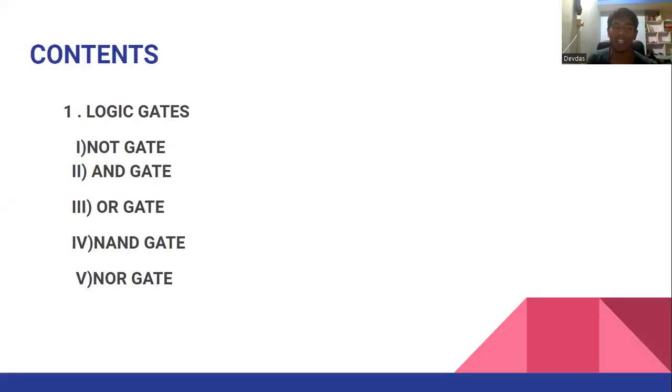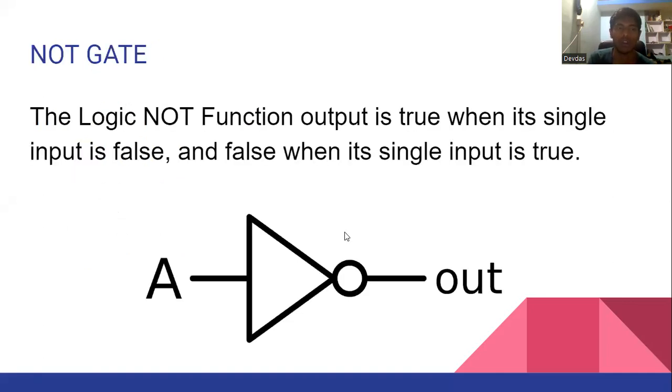The gates we're going to study today are the NOT gate, AND gate, OR gate, NAND gate, and NOR gate. So without wasting further time, we'll move on to the NOT gate.